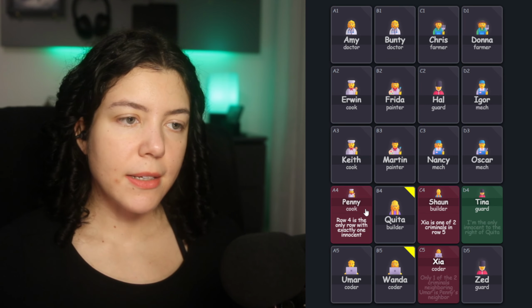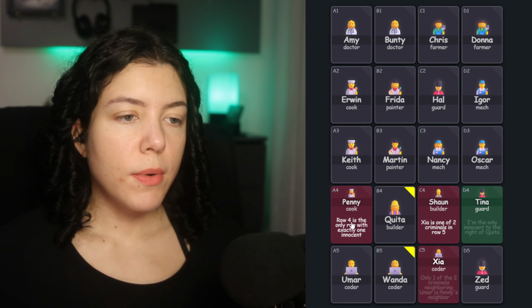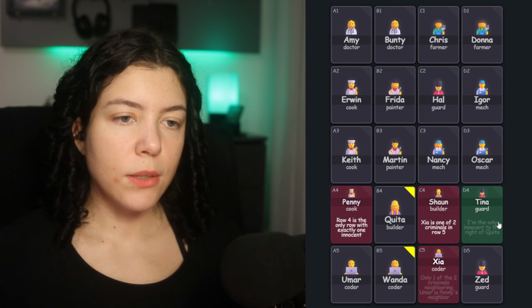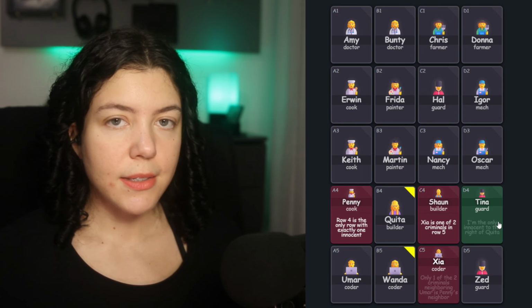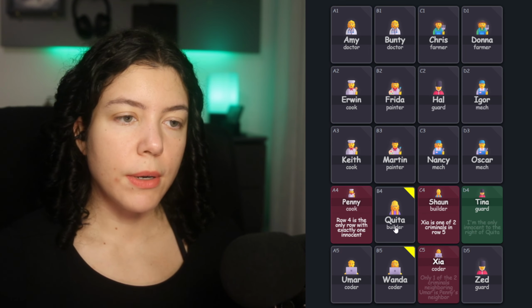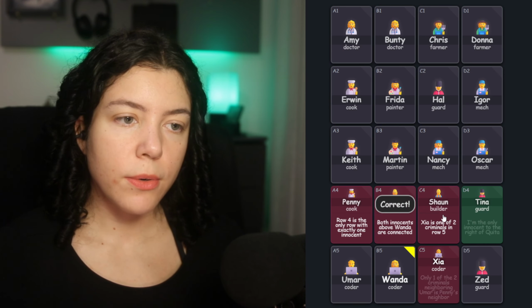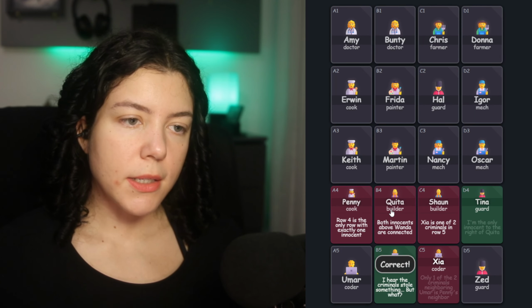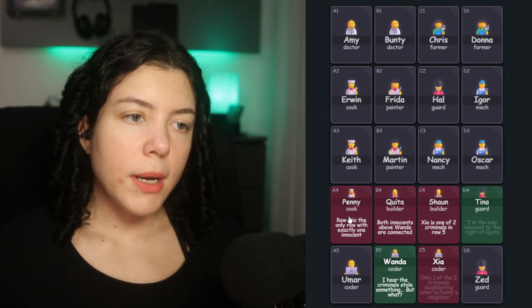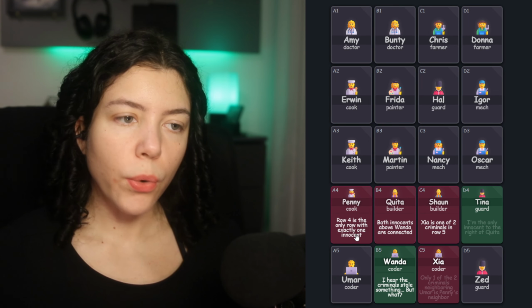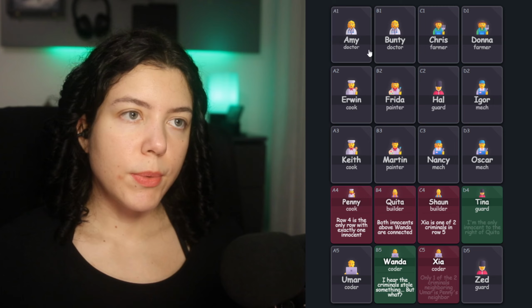Let's look at Penny's. Row 4 is the only row with exactly 1 innocent. Okay, so we know now that there's only 1 innocent in row 4, and we already know who that innocent is. It's Tina. So Kita, who is also in row 4 and we haven't revealed yet, we now know is a criminal. And because she was yellow opposites with Wanda, we make Wanda an innocent. Now, we leave Penny's clue here because it is going to remind us of the totals for the rows when we look at row 1, 2, and 3.